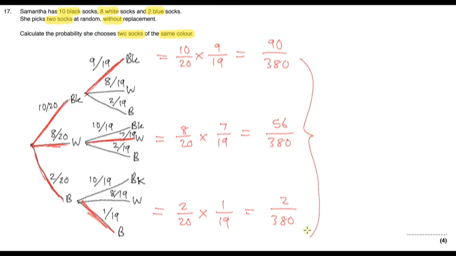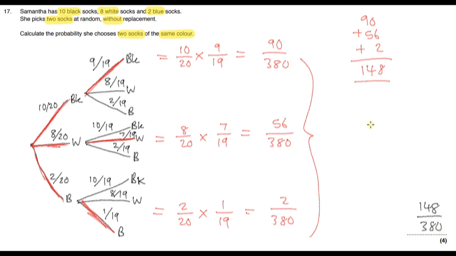So I just need to add all of these together. So all I need to do is add the numerators. So 90 plus 56 plus 2. Okay, 6 plus 2 is 8. 9 plus 5 is 14. So we get 148. So my answer is 148 over 380. You do not need to simplify your answer unless it tells you to in the question. So leaving it like this will give me 4 marks.